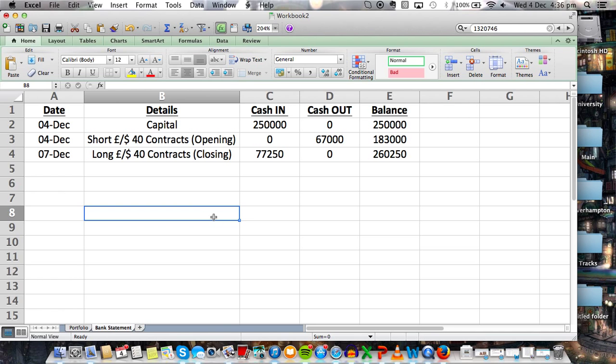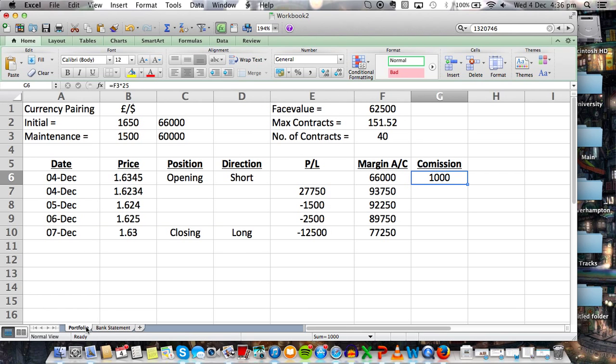Okay, and that's it. That's how you trade short contracts. Exactly the same thing. The only thing that changes would be the calculation of profit and loss. You just add a minus to the start of the formula, and that's about it. Okay?